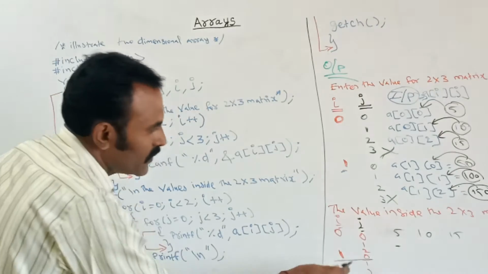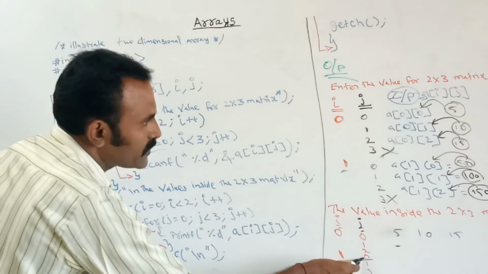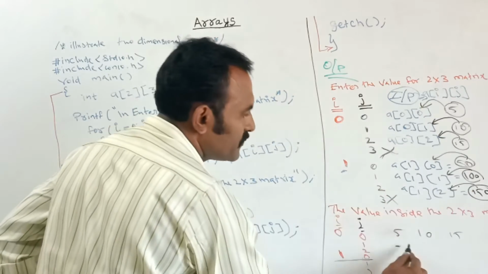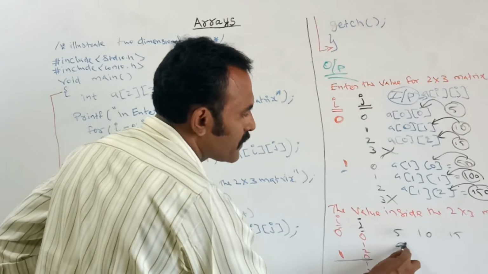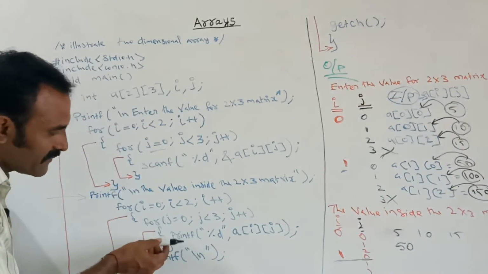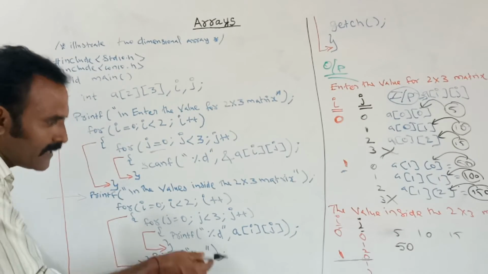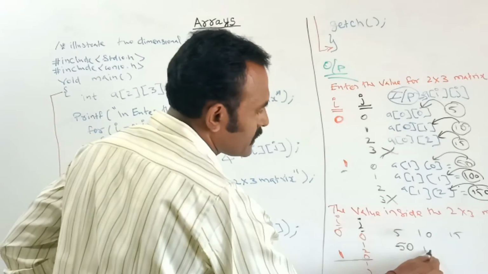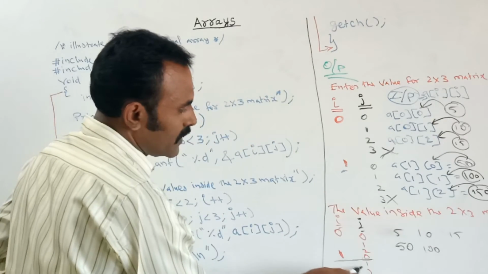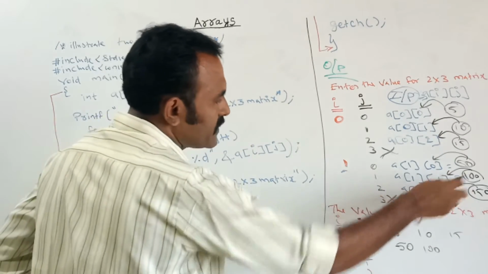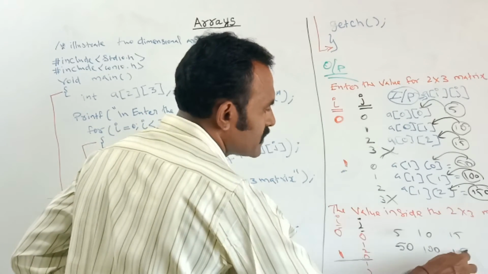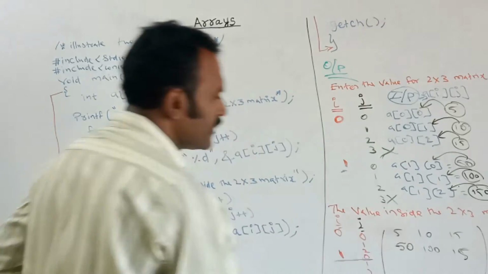This is the first row. It will print the value at first row, 0th column. What is the value? First row, 0th column value is 50. So 50 will be printed here. Suppose you are not giving this printf("\n"), then it will print horizontally. So now here 50, next 100, that is 1, 1, the value is 100, and 1, 2, the value is how much? 150. So the output will be printed like this.